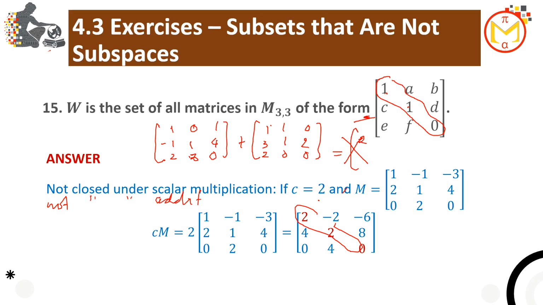Here, you just have to prove that it is not a subspace with just one property which does not hold. Okay, so you can say it is not a subspace anymore.